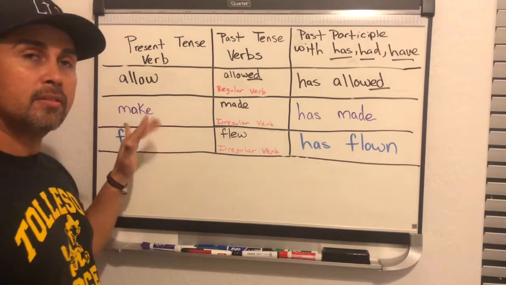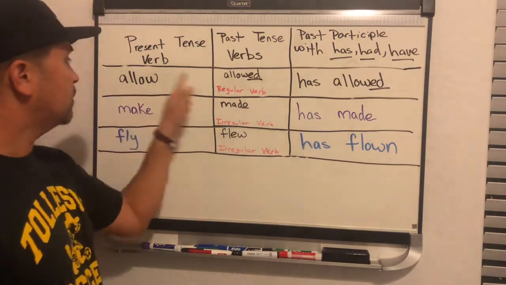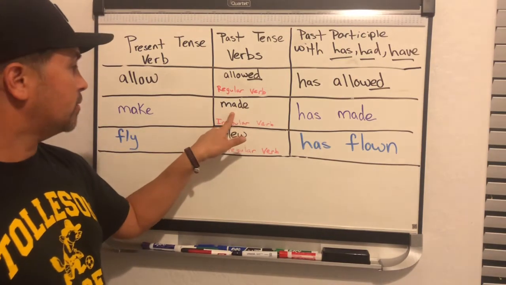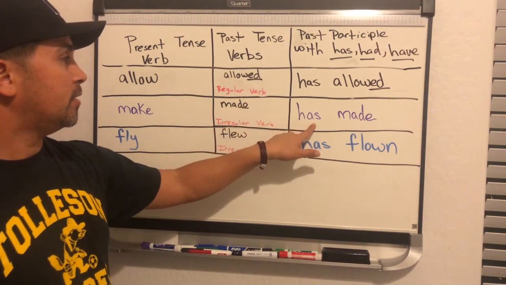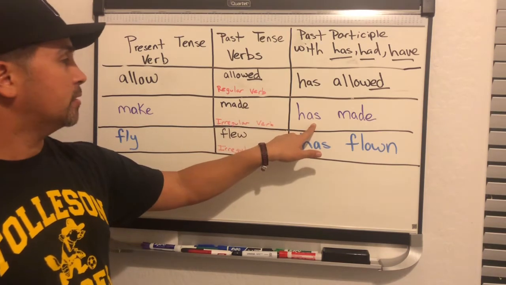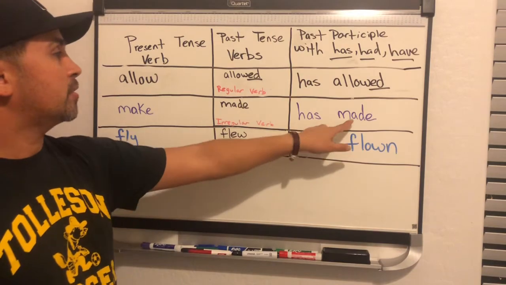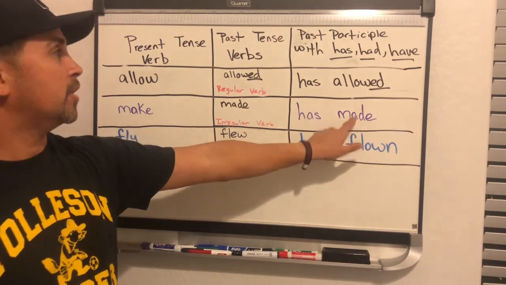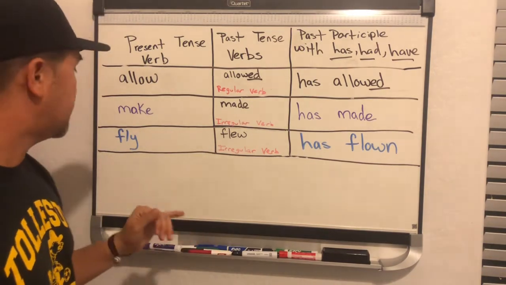We come to the second row here, and our verb is make. The past tense of this is made, which tells us that it's an irregular verb. And when we add the auxiliary to it, we keep it the same as the past tense. But this is called the past participle. Okay. This is where it can kind of get confusing now, okay?